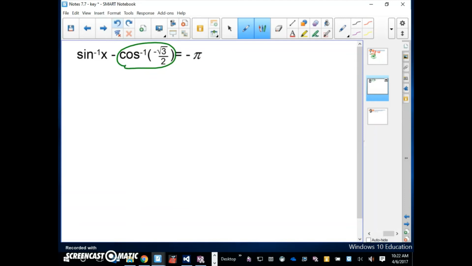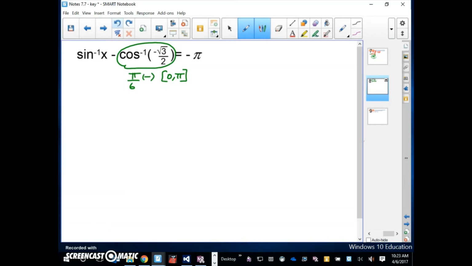Inverse cosine of negative square root of 3 over 2. So you're looking at your chart, and somebody says negative pi over 3. But remember, inverse cosine is defined from 0 to pi. And so when you look at that range, you should notice that we're not allowed to have a negative answer. Pi over 6? It's definitely not negative, though. It's pi over 6 where inverse cosine is negative.